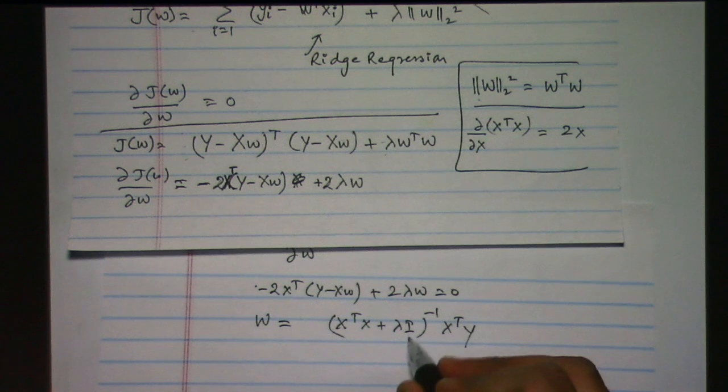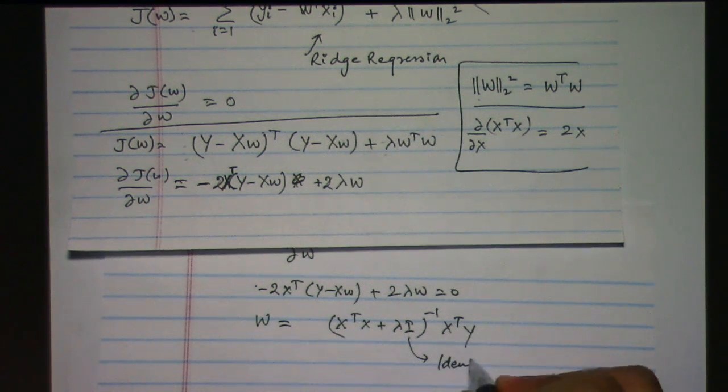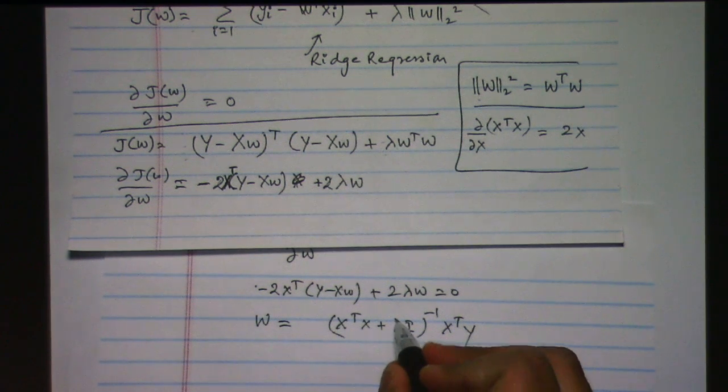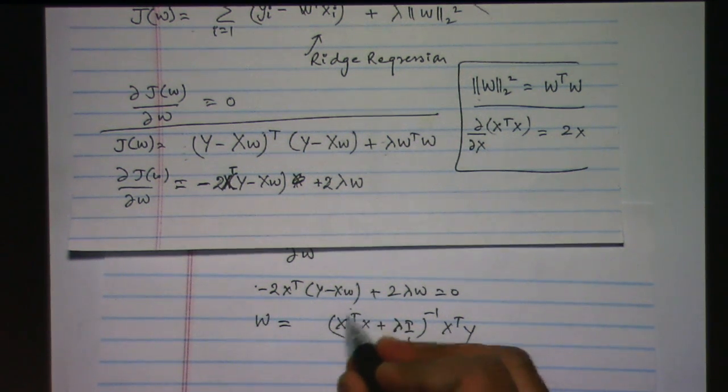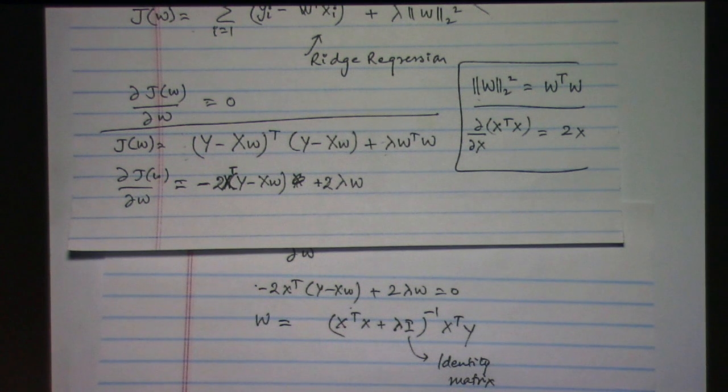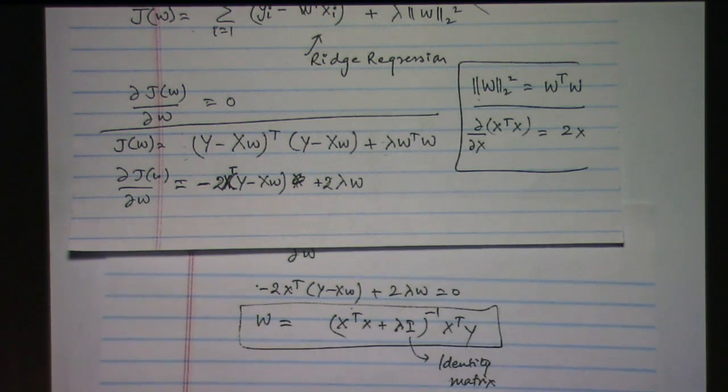I is an identity matrix. The reason we have an identity matrix here is because lambda is a scalar value. This is going to be a d cross d, so you want the identity matrix so that you can add the two things together. All right, so this is the solution that you get out of this whole thing.